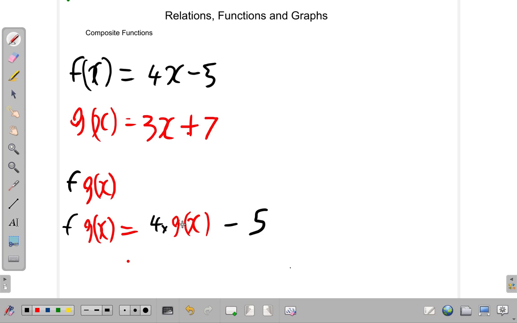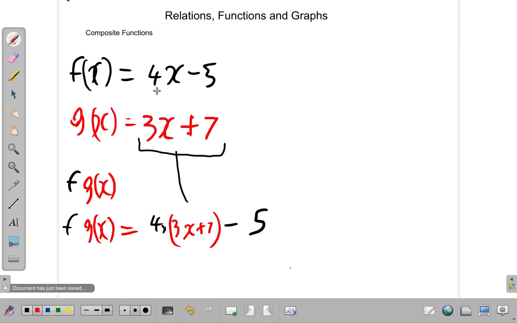But the question now is, what is g of x? Let's be more specific. What exactly is g of x? This is it. So instead of having this, let's go in a bit more detail and have our 3x plus 7. So what we did was put g into f.